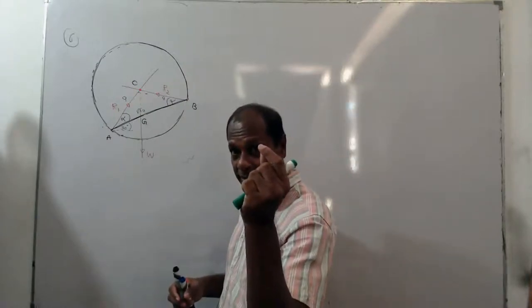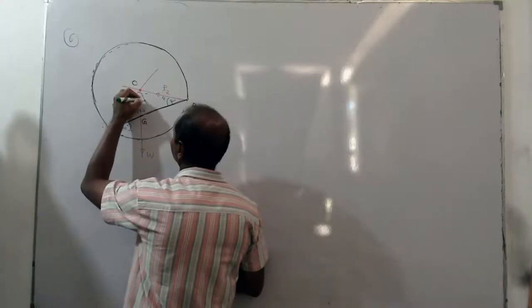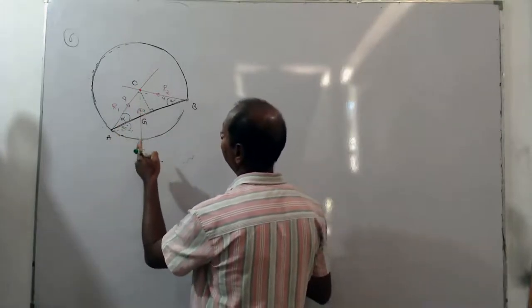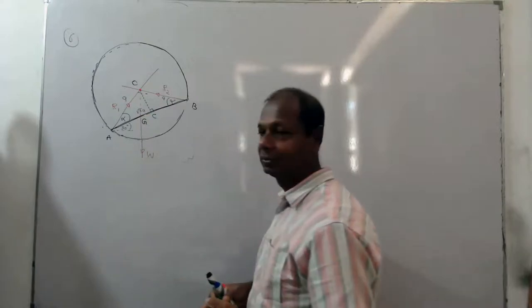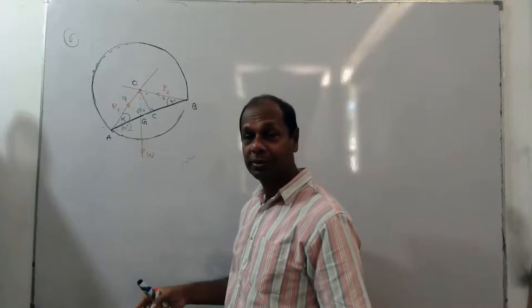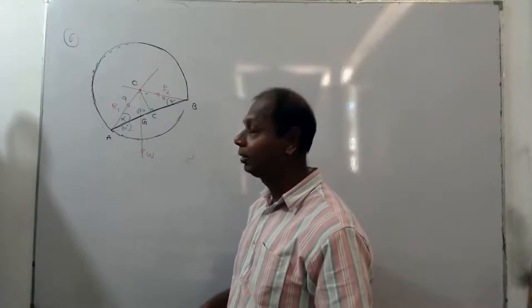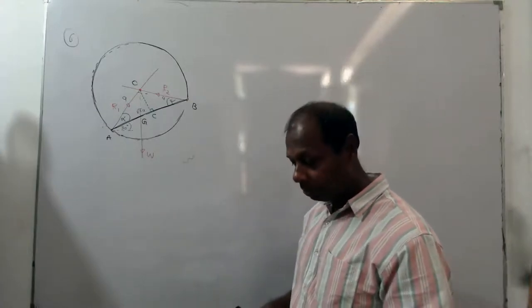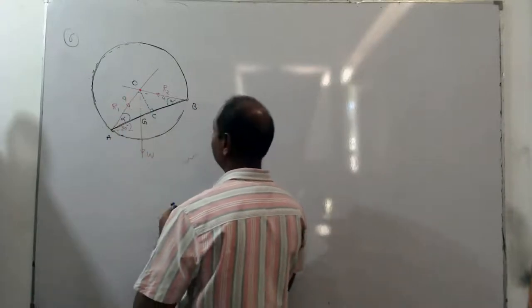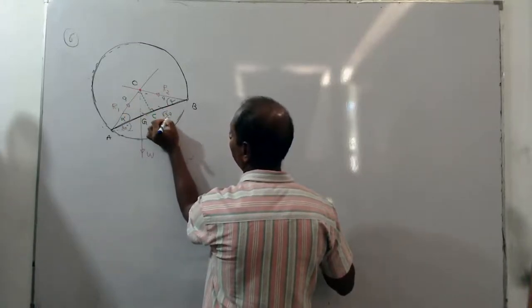Just lay a normal from the origin to the rod. Let us find B and C. Polar geometry: what happens when you lay a normal to a chord from the origin, from the center? What happens to the chord? It will be bisected. Two sides are same. So each part will be root 3 over 2.